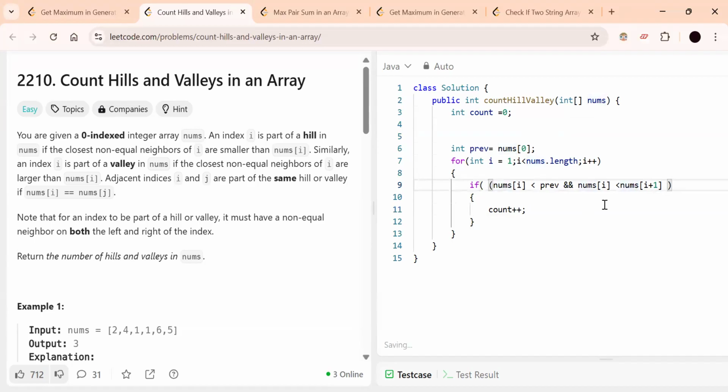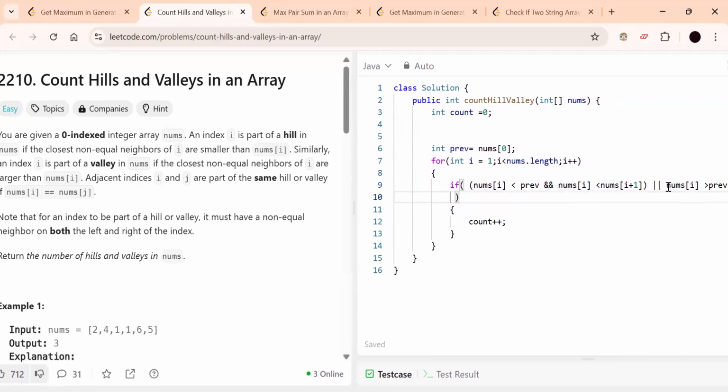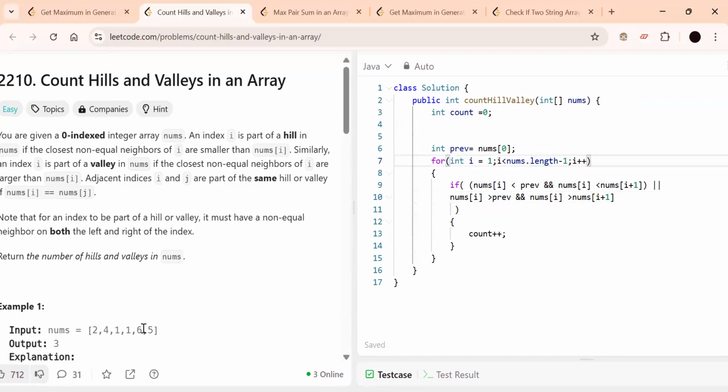But we have one more thing also, guys. If you remember, we have two things: valley and hill. So if the current value is less than previous and nums of i plus 1, this is a valley. We need to root for hill: nums of i greater than previous and nums of i greater than nums of i plus 1. We should not go to the last index, guys, because it's not a valid one. As you know, we don't have any right side value there.